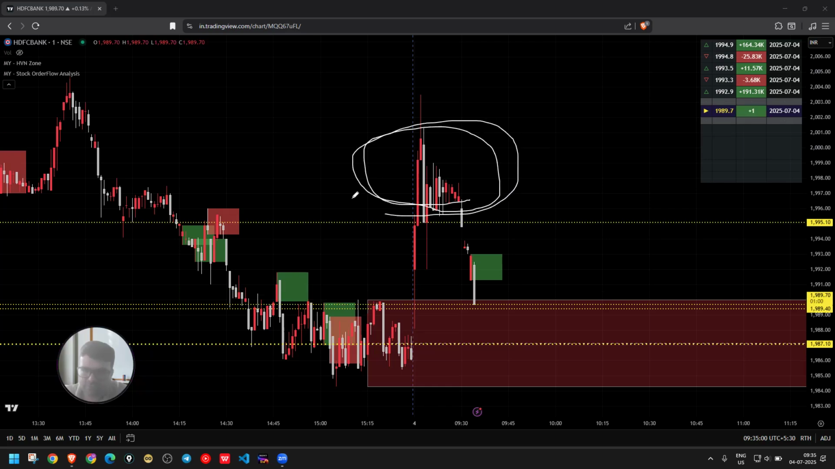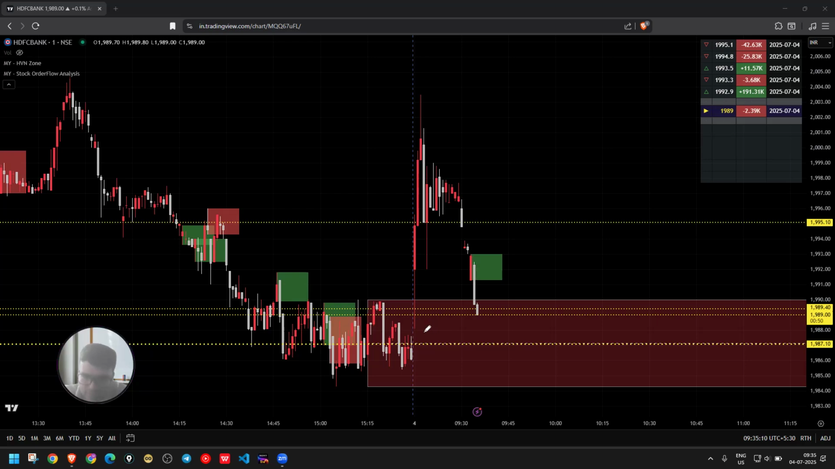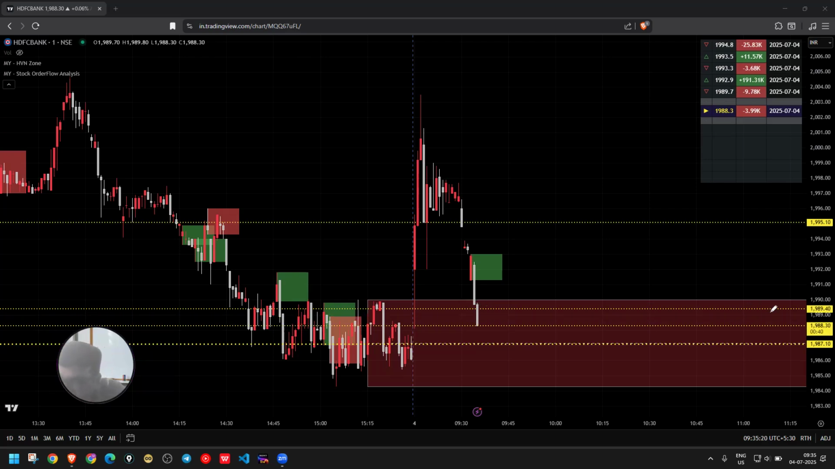Distribution is always higher. They sell and then they try to accumulate lower. So this is where they buy. Okay, good flow, and this is today's low. So there will still be more stops there. It has triggered the 1989.4 level.